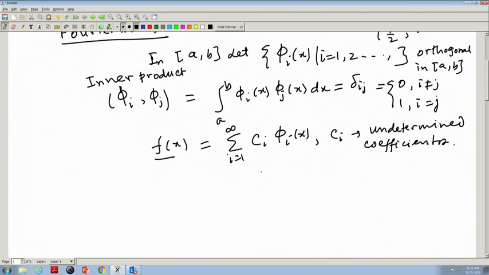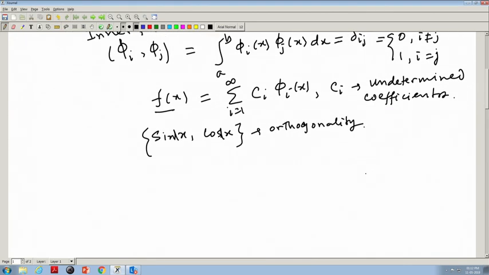Now, what Fourier did was explore the condition that the sine function and cos x are orthogonal. So, the orthogonality of these functions, sine of some multiple of x, and so on, with some coefficient.